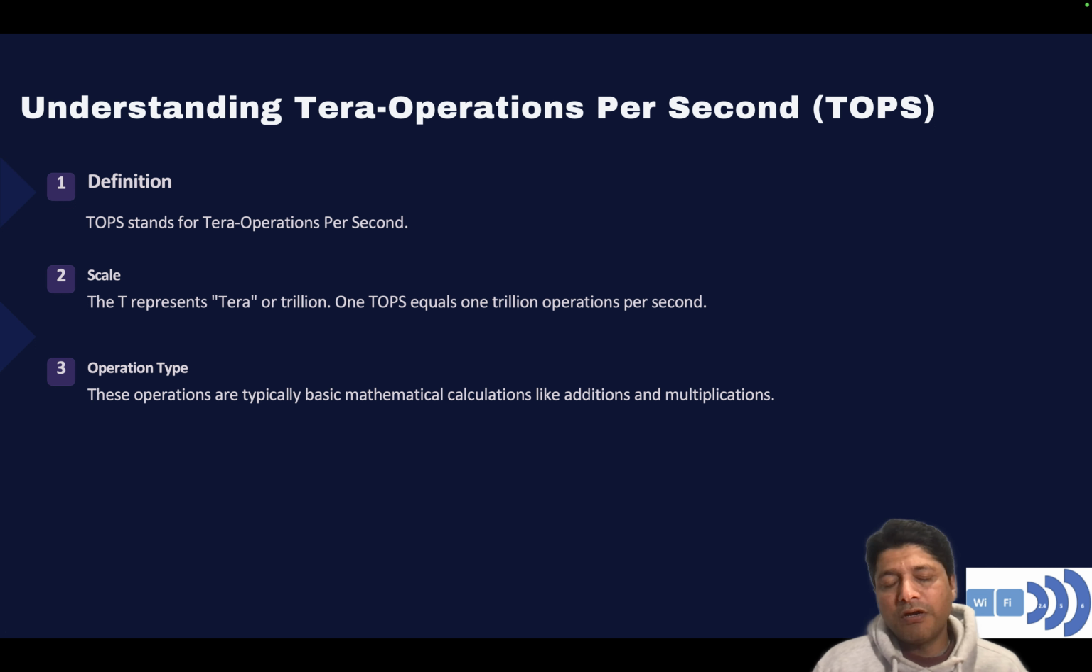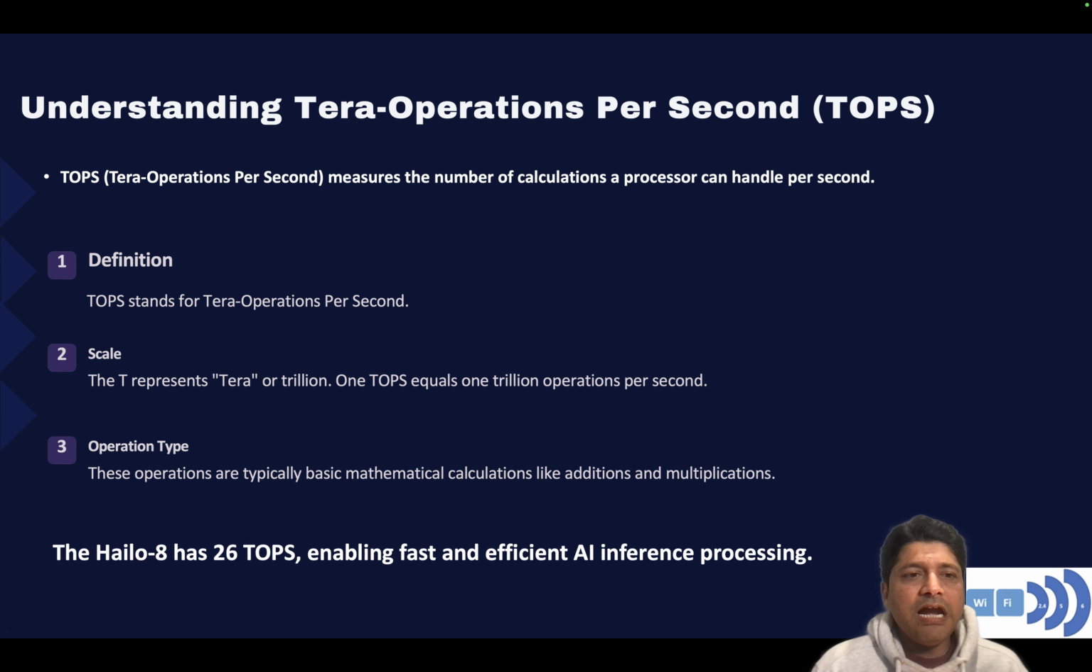For my lab, what I'm using is 26 TOPS. So what is TOPS? It is tera operations per second. T represents tera, which is trillion. So 1 TOPS equals 1 trillion operations per second. These operations are typically mathematical calculations like addition and multiplication. To understand more on that, Hailo 8 has got 26 TOPS. That means it can perform 26 tera operations per second. This is one of the metrics that tells you how fast an AI accelerator can process data for inference.